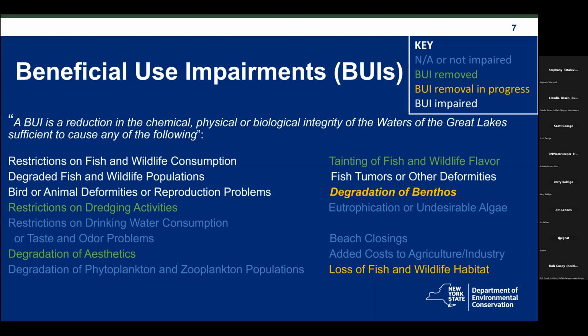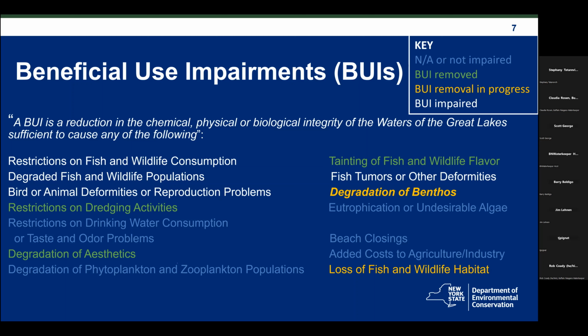Here, there's a key in the top right corner where the dark blue BUIs are not applicable to Buffalo River, or they're not impaired. These are restrictions on drinking water consumption or taste and odor problems, degradation of phytoplankton and zooplankton populations, eutrophication or undesirable algae, beach closings, and added cost to agriculture and industry.